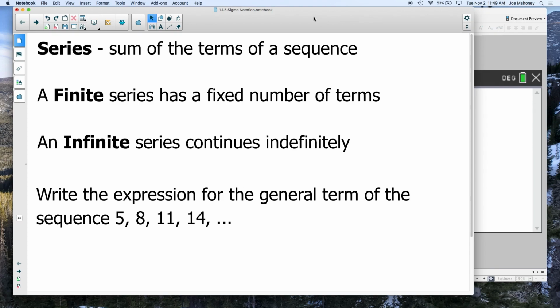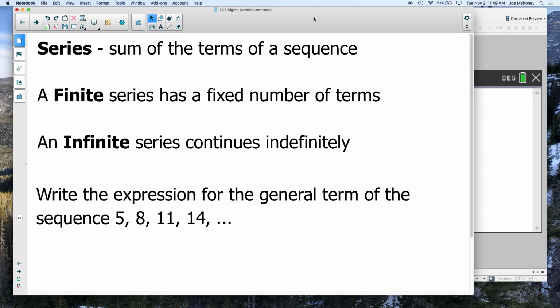So when we take the terms of a sequence and add them together, we call that a series. A series is that sum that's written out for us. And a series could be finite, has a fixed number of terms. It could be infinite. It could be a sequence that continues indefinitely.